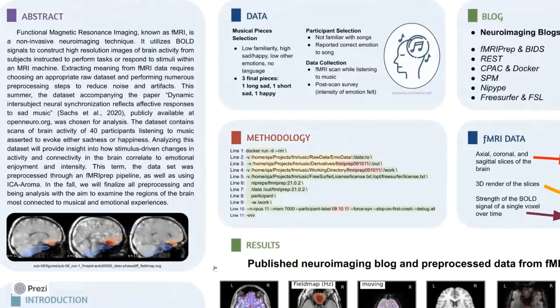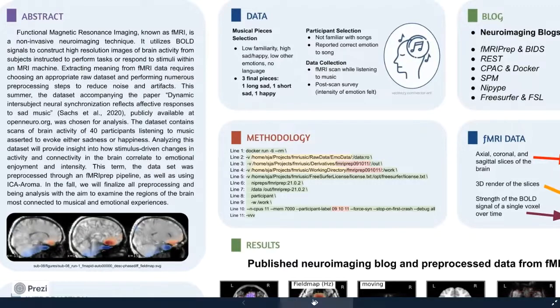This dataset contains scans of brain activity of 40 participants who were listening to music asserted to evoke either sadness or happiness. Analyzing this dataset will provide insight in how stimulus-driven changes in activity and connectivity in the brain correlate to emotional enjoyment and intensity. This term, the dataset was preprocessed through an fMRIPrep pipeline, as well as using ICA-AROMA. In the fall, we will finalize all preprocessing and begin analysis with the aim to examine regions of the brain most connected to musical and emotional experiences.